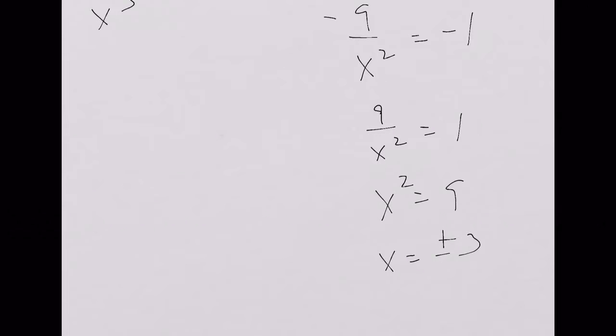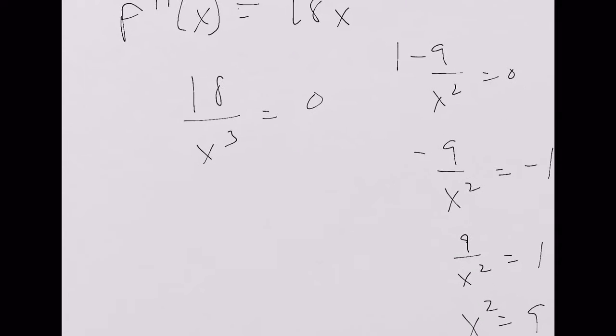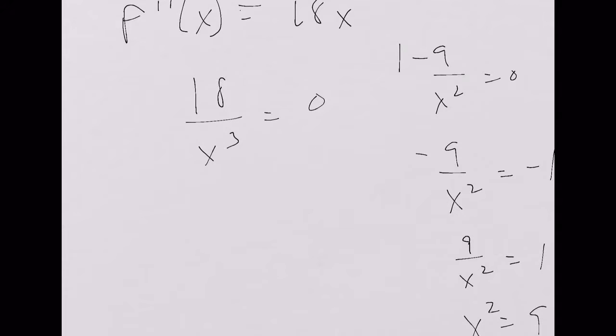And so that would match up to what their answers are: at these x values is where I have my mins and maxes. Since doing this one, I can't set this equal to 0. Like, what would x be to make this thing equal 0? So I would not be able to use inflection points on this particular one.